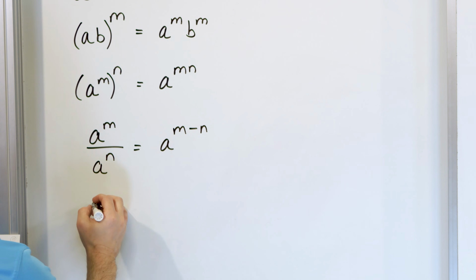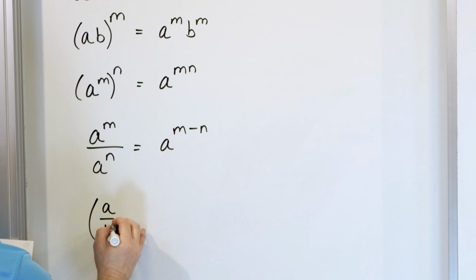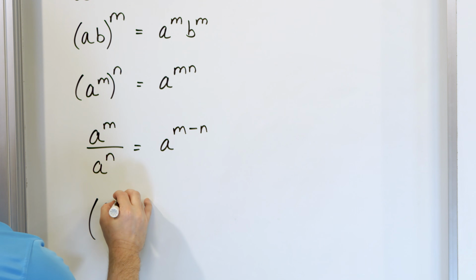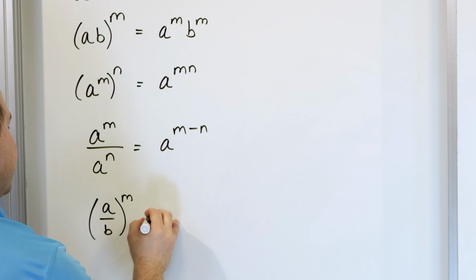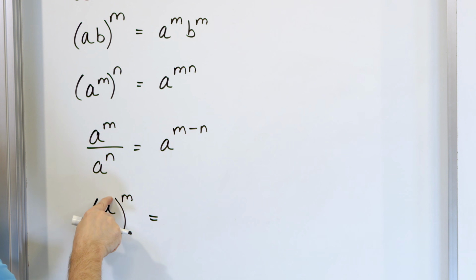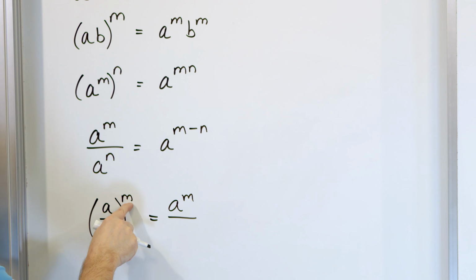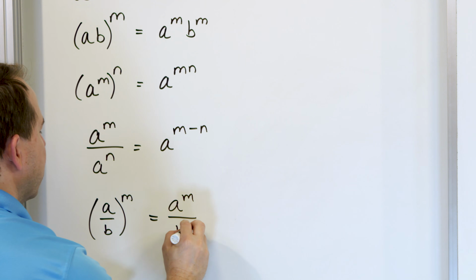And then the final one that I'm going to have here: if you have a fraction a over b, again, a and b could be numbers, they could be variables, whatever, and on the outside, the entire fraction is raised to the power m. Then what you do is you distribute the m and apply it to the numerator, a to the power of m, and the denominator gets applied to the same exact power, so b to the power of m.